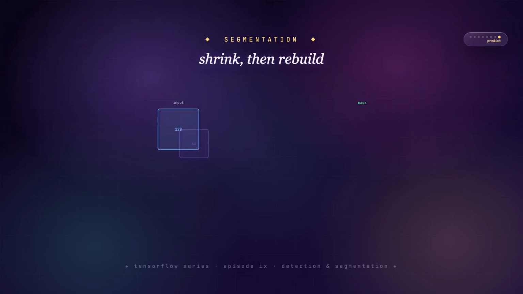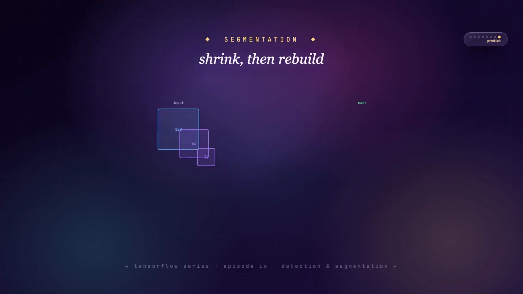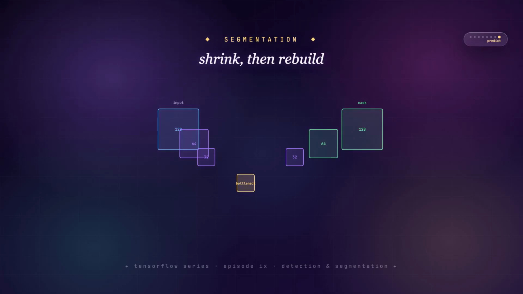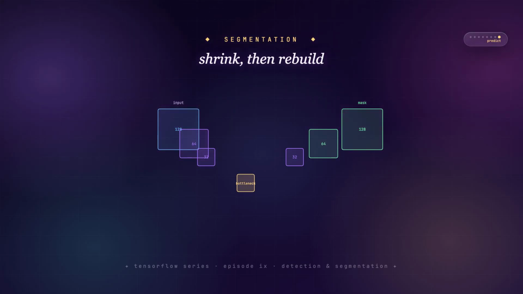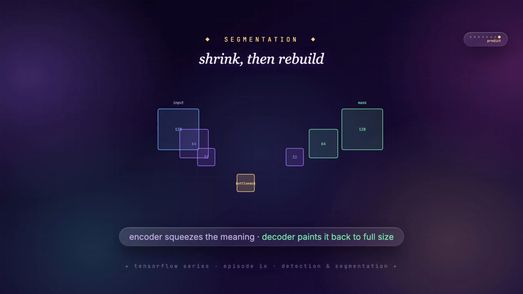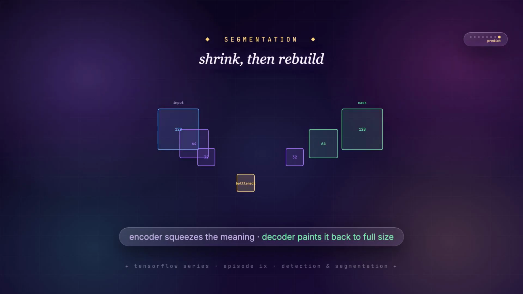Now turn the resolution all the way up. Forget boxes, label every pixel, that's segmentation, and the classic shape for it is UNet. The left side is an encoder. It shrinks the image down, squeezing it into a small, dense summary of what's here. The right side is a decoder. It grows that summary back up to full resolution, painting a label onto each pixel.